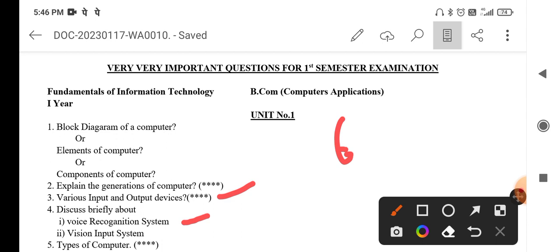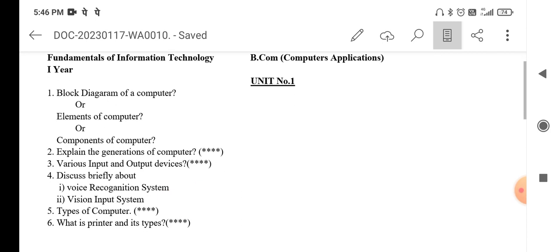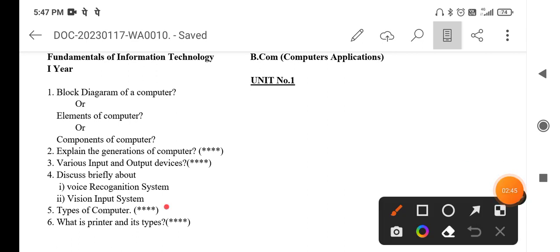The next question is vision input system. What is the meaning of vision? We have to write about the web camera and the digital camera. Explaining these two topics is more than enough. Next comes question number 5, types of computer. Based on size and working principle, the types of computers are divided into 4 categories: microcomputer, mini computer, mainframe computer and supercomputer. We have to write about these 4 types of computers only.